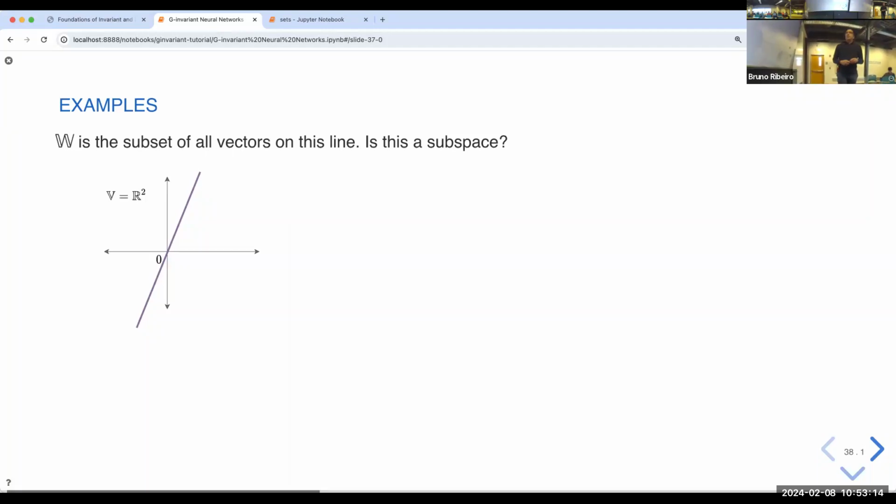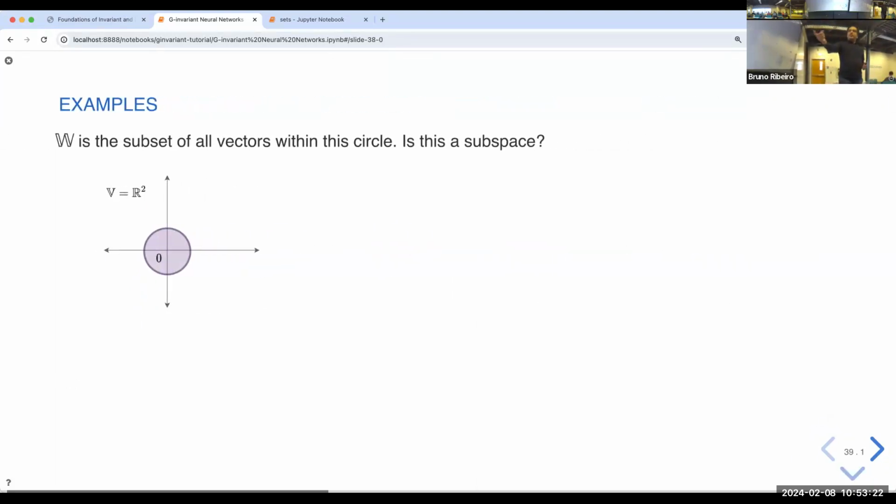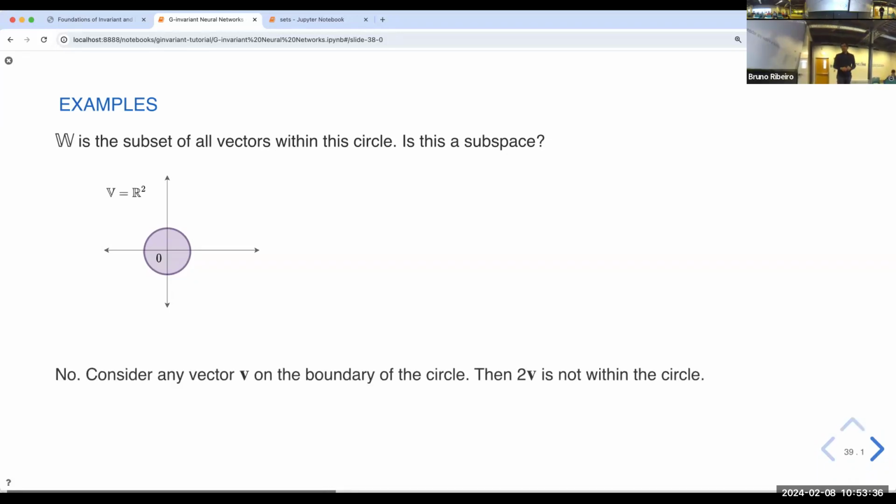W is a subset of all vectors in this line. Is this a subspace? Yes. What about this? Is this subset of R2 a subspace? Why not? Yeah, exactly. If you get any point here and you scale, it's outside the space, so it's not a subspace.